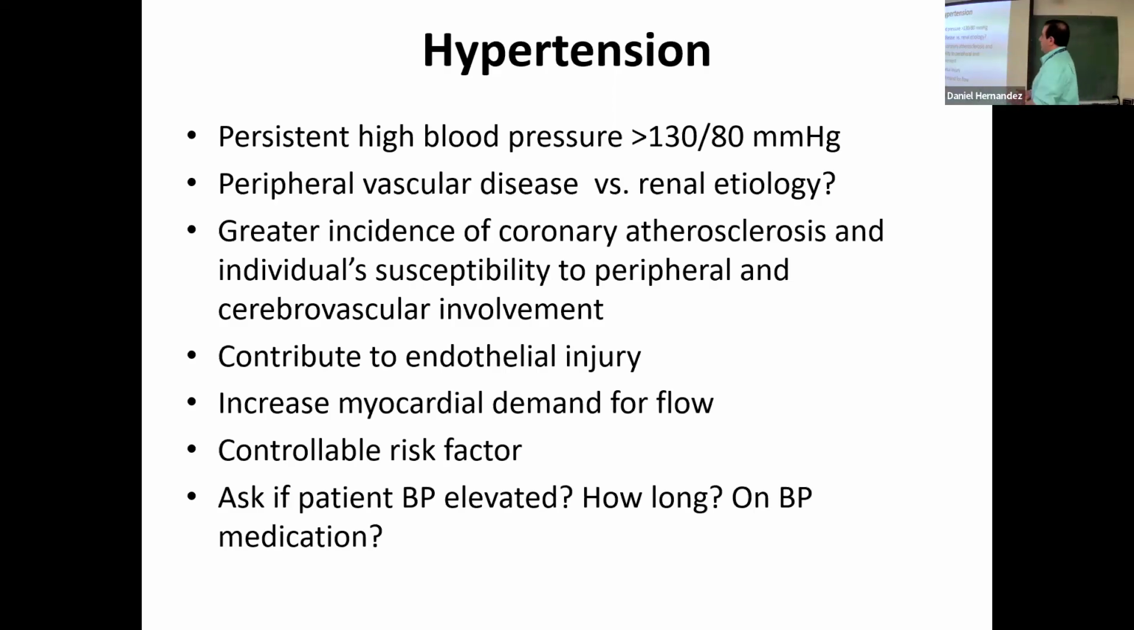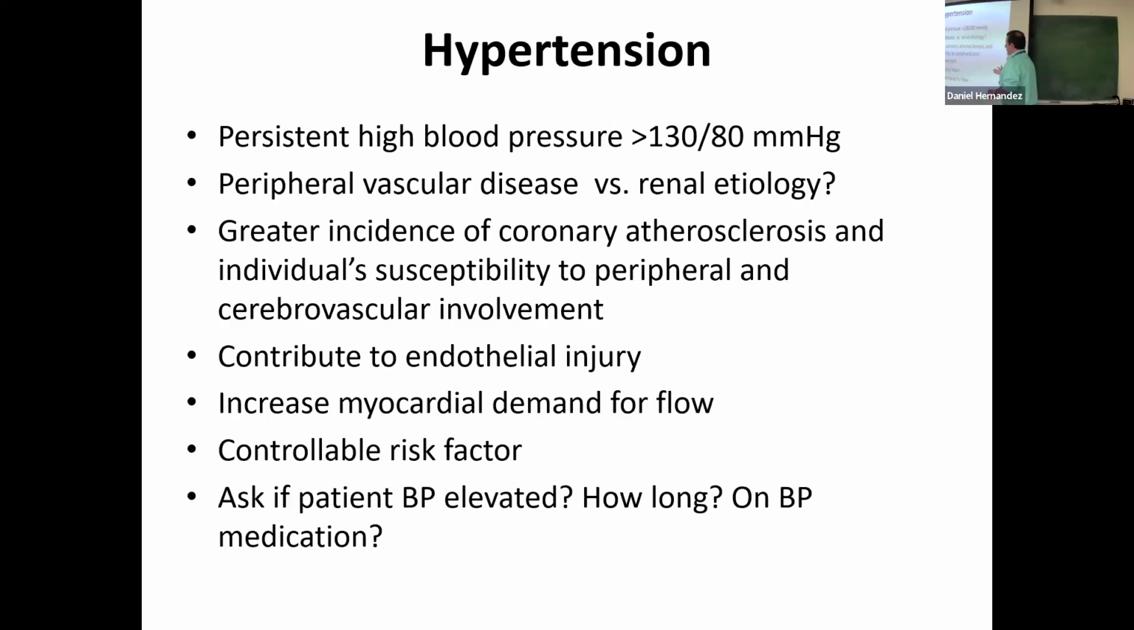Hypertension, so high blood pressure now. So persistent high blood pressure, greater than 130 over 80 millimeters of mercury. With hypertension, we have to determine: is this a result of peripheral vascular disease, or could it be the kidneys that are causing the issue in patients who have high blood pressure?